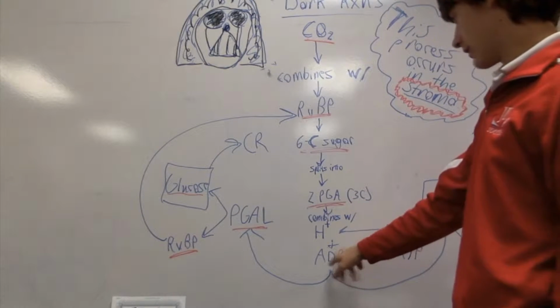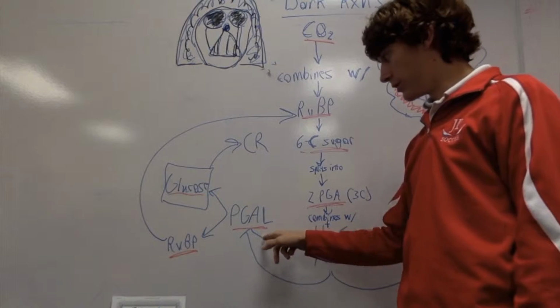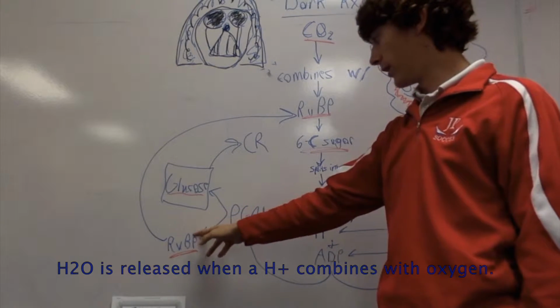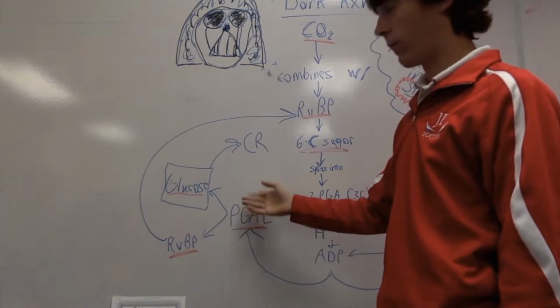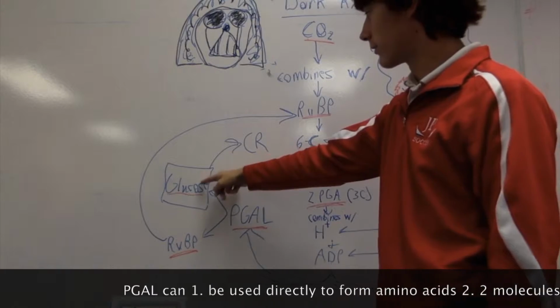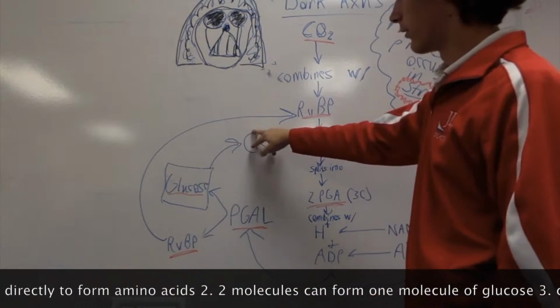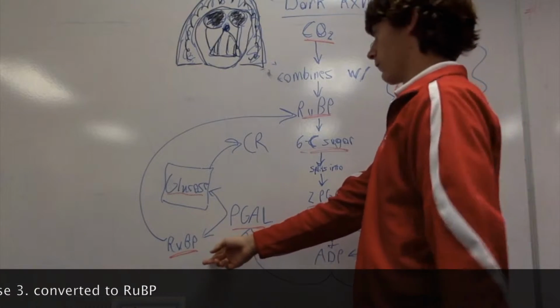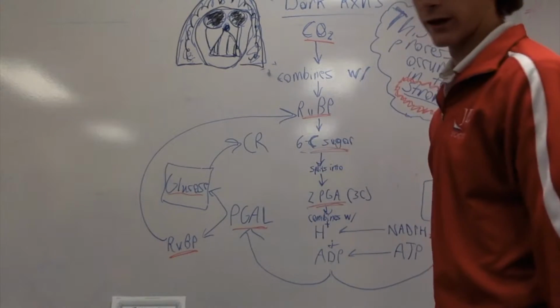And then the other side will go to PGAL. The PGAL will split into RuBP and glucose. Oh, this is more than one PGAL. We'll fix that later. And then the glucose will be used in cellular respiration. And this RuBP, as I previously mentioned, will go way up here to be used again. Now let's see how it looks so far.